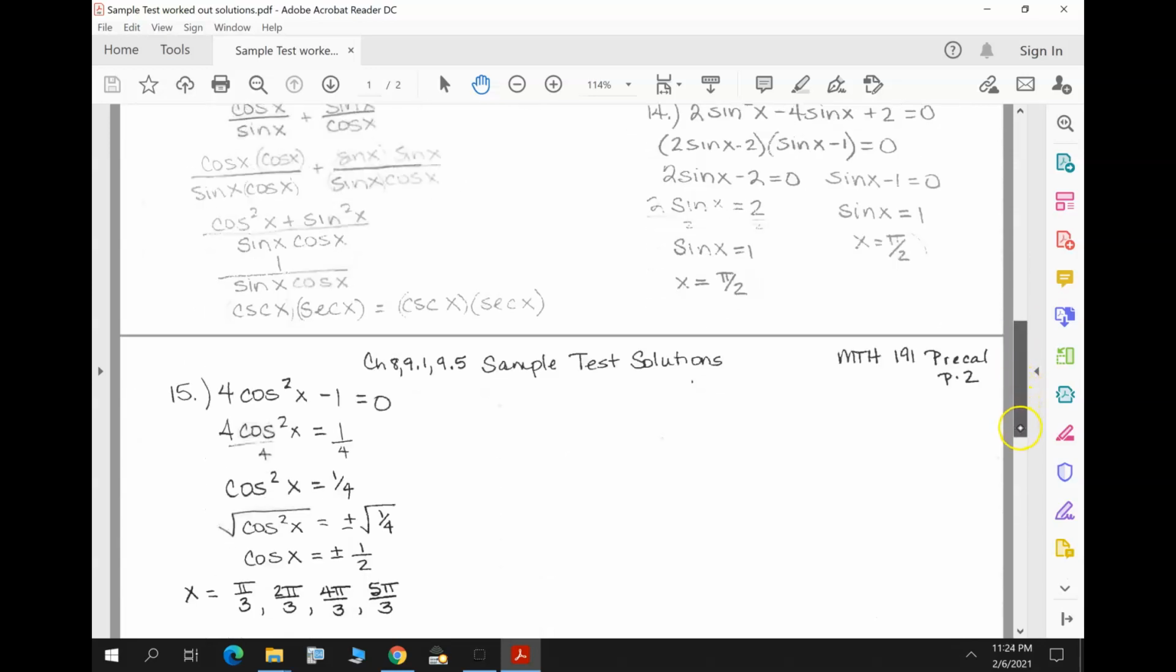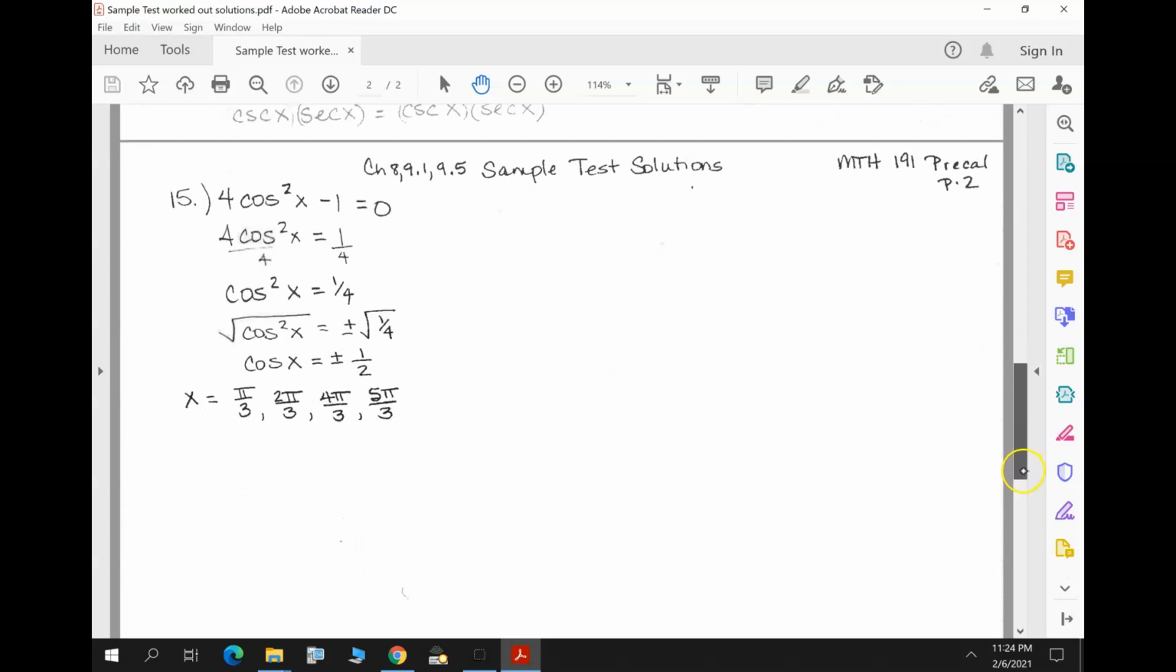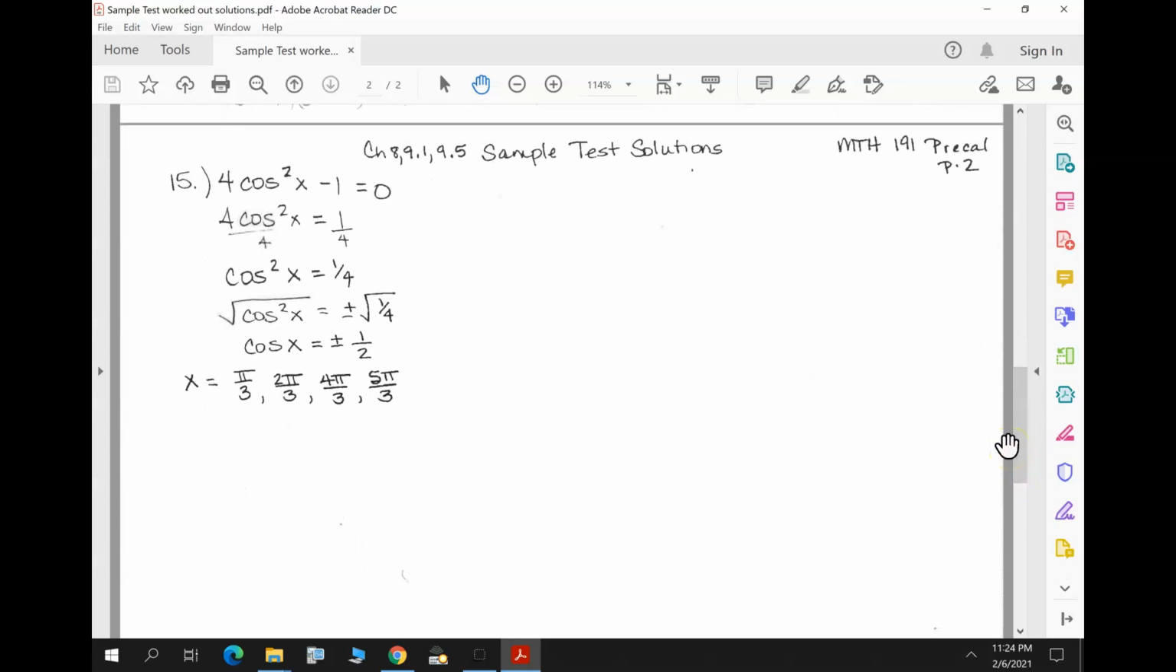Alright, then for number 15, one more of these that we're solving. So I want to try and get the trig function alone on one side by itself. So if this was 4x squared minus 1, what would you do? Well, you would add 1 to both sides. So let's add 1. And then we would divide both sides by 4. So we'll have cosine squared is equal to 1/4.